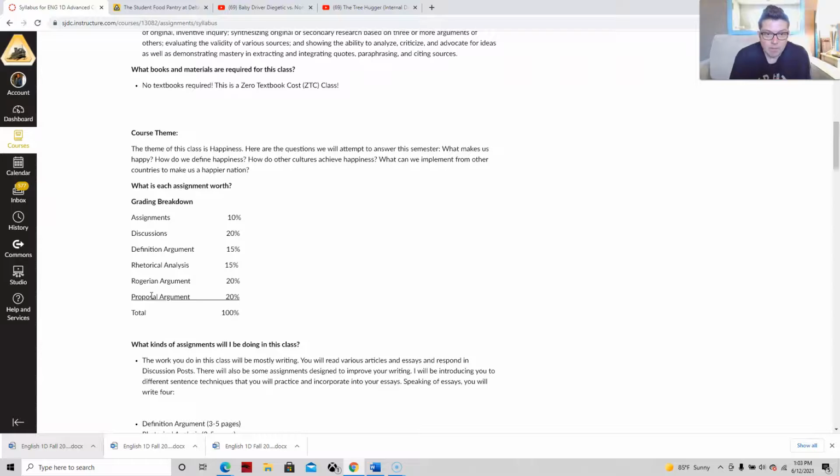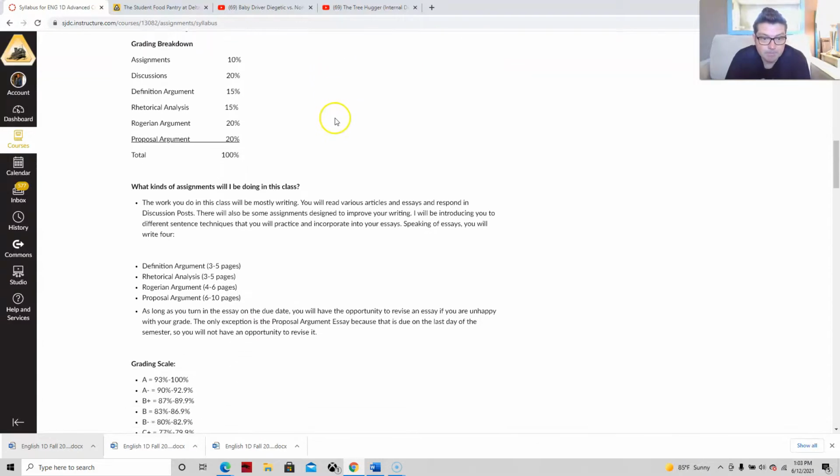Basically, we're going to be reading selections about different countries, a few chapters from a book called The Geography of Bliss. By the way, I will provide all of the materials. This is a zero textbook cost class, but if you're like me and prefer a paperback book, we will be reading a lot of selections from The Geography of Bliss, a lot of chapters from that.